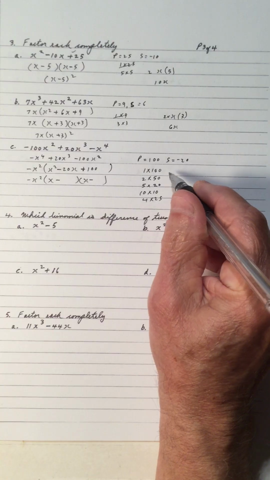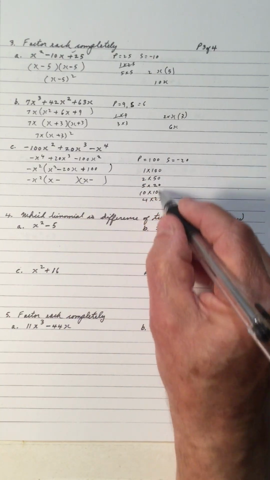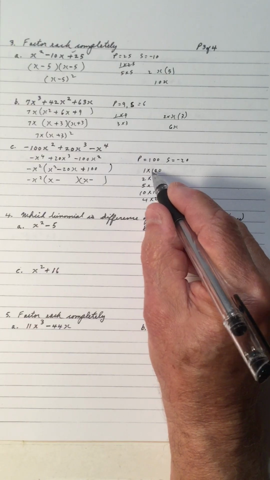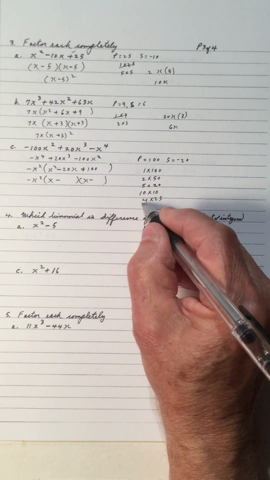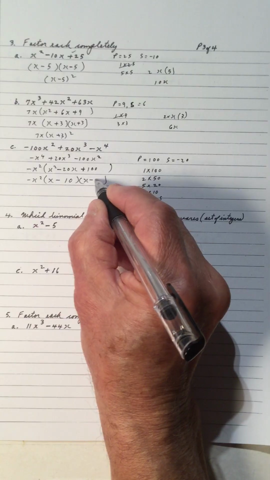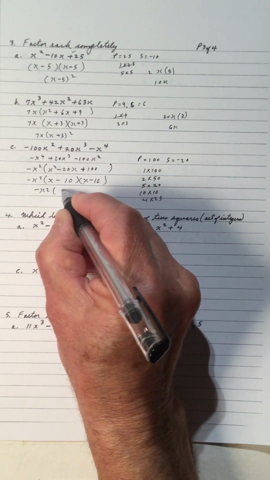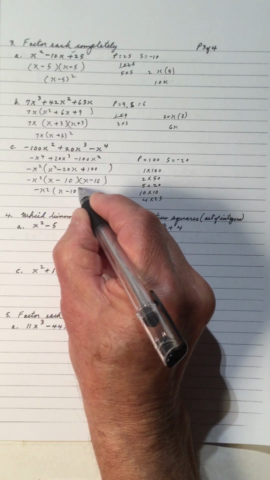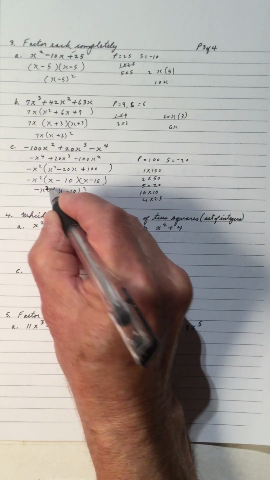So what pair of factors will add? There are 2 negatives that are going to add up to give me a 20. 1 and 100 is 101, 2 and 50 is 52, 4 and 25 is 29. And 10 and 10. So 10 and 10. So this is a negative x squared times x minus 10 squared. That 2 is supposed to be up there.